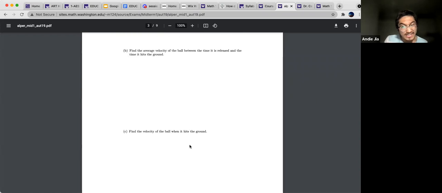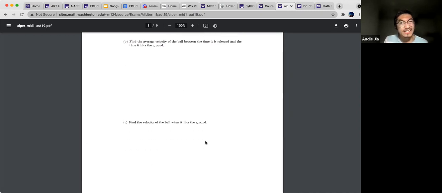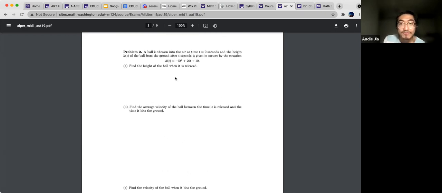Then find the velocity. Instantaneous velocity is h prime of t. This just means instantaneous velocity.